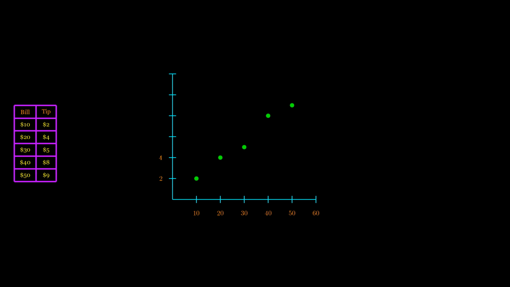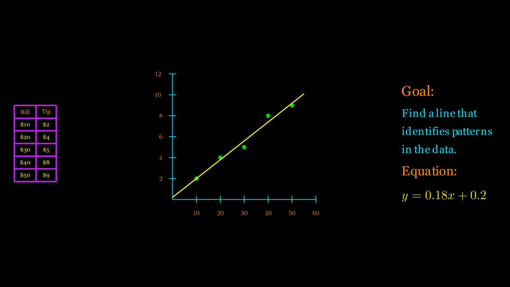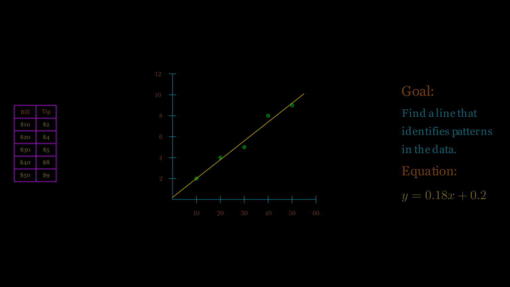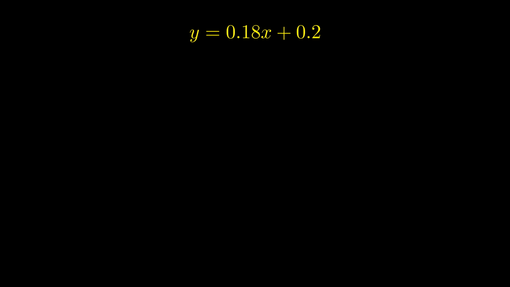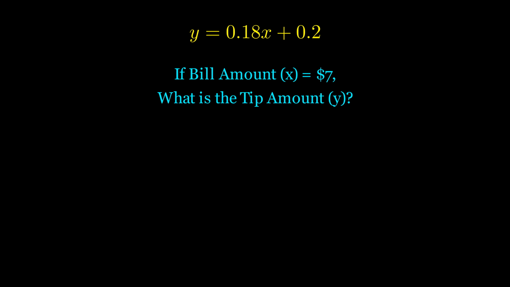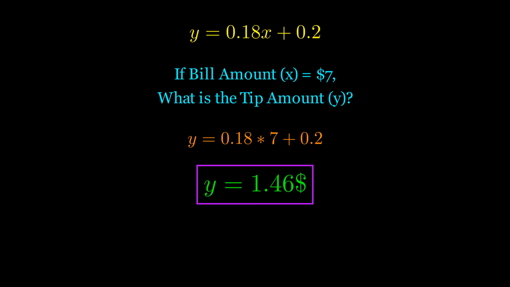The goal of a machine learning model is to find the equation of a line that identifies patterns in a dataset. Assume our model has identified the equation y equals 0.18x plus 0.2. We can now use this line to predict future data. For example, if the bill amount is x equals $7, substitute it into the equation y equals 0.18 times x plus 0.2, which gives us y equals $1.46.